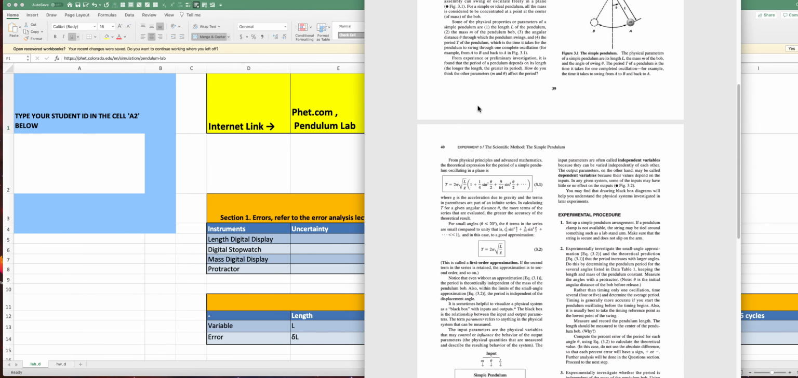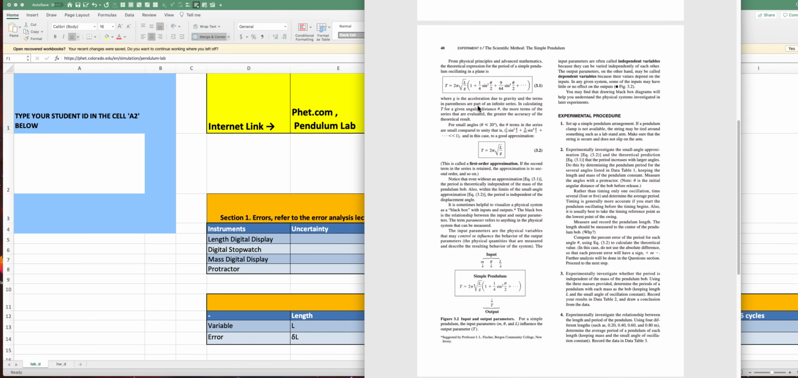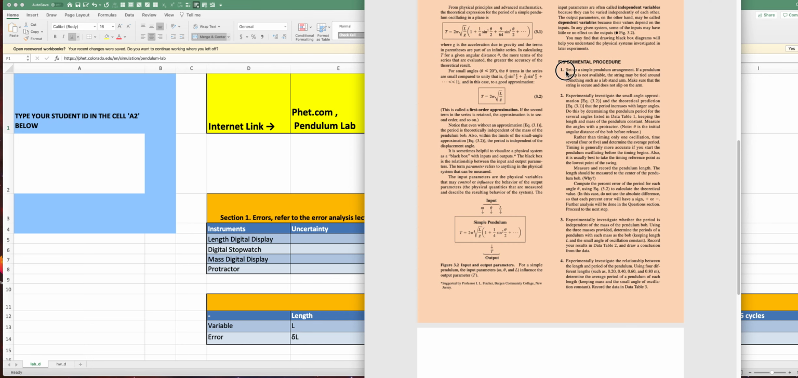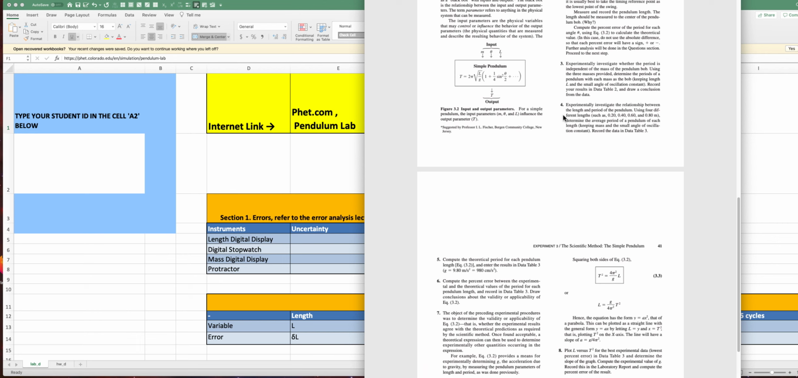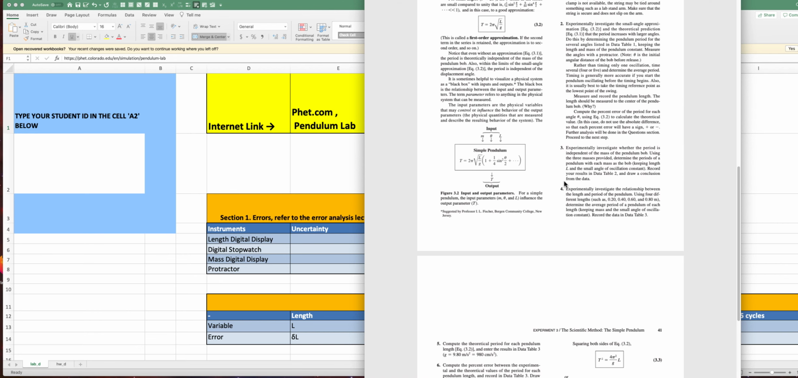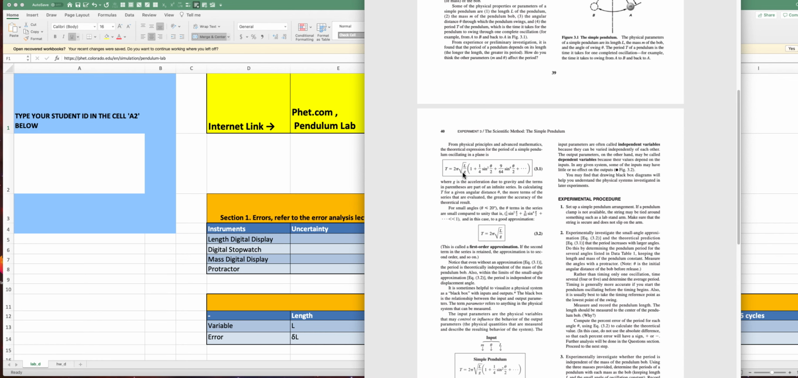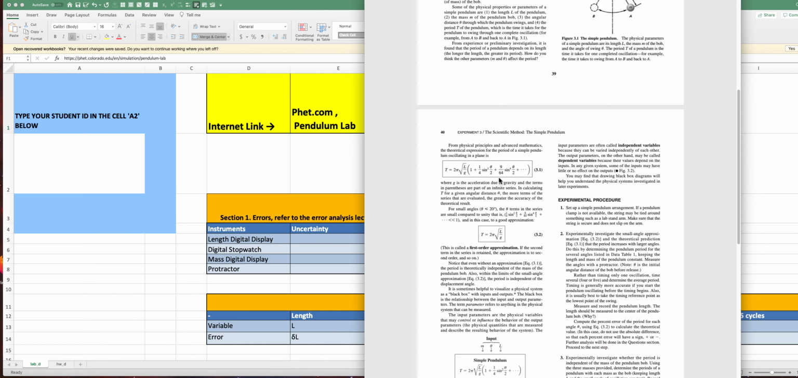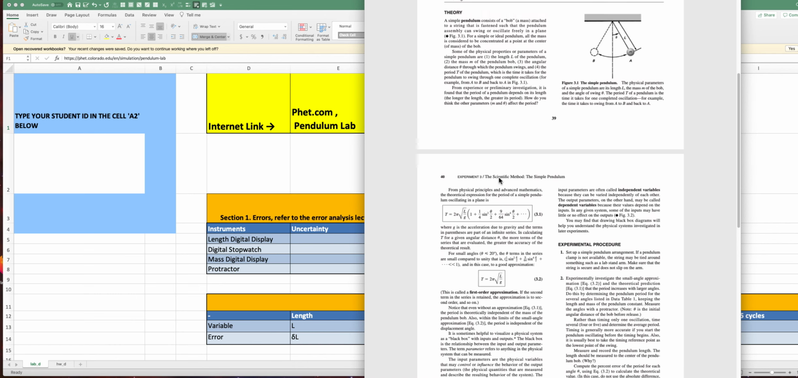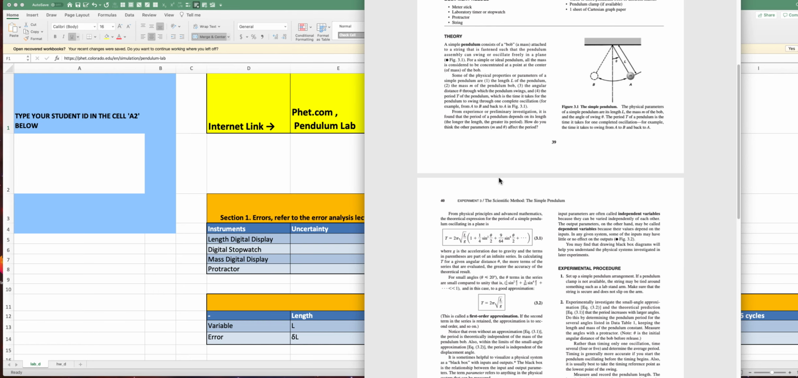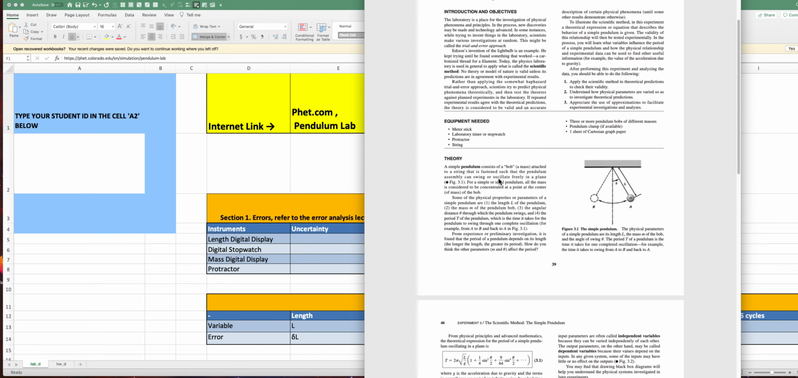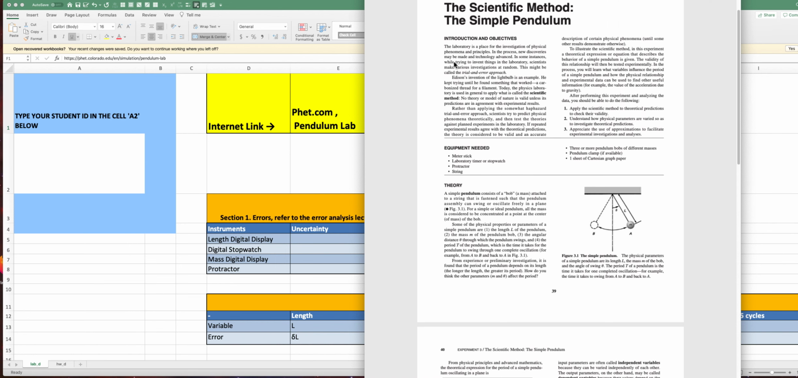These are the actual instructions that you're going to read, and you're going to concentrate on the experimental procedure here, number 1, 2, all the way up to number 8. In the instructions, there's also a theoretical section that you should read, and you're going to use equation 3.1 and 3.2. So these are the instructions for the lab, but I'm also going to give you an overview of how to complete the Excel spreadsheet. Let's go ahead and look at the next part.